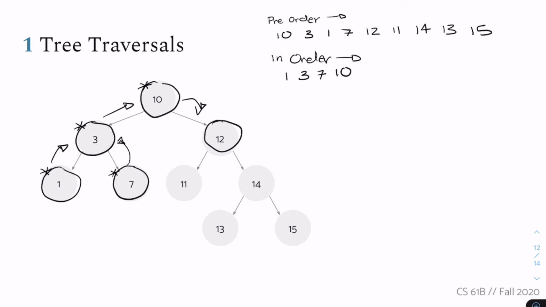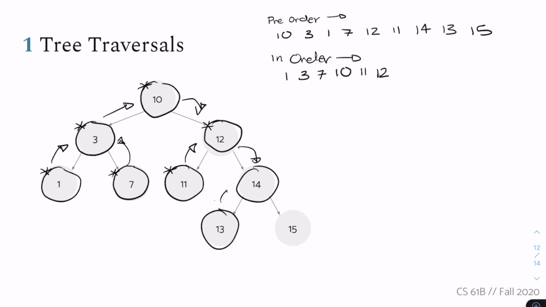And then go down here and go to 12 without visiting it quite yet. Go to 11, back up to 12, down to 14, down to 13, visit 13, back up to 14, and down to 15. And now we're done doing a traversal of this tree.